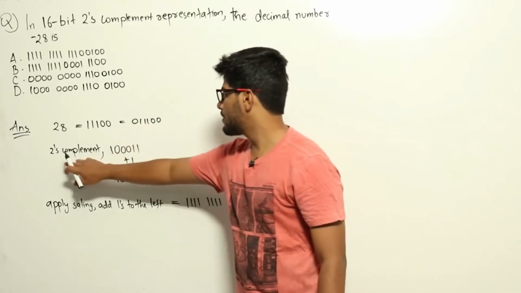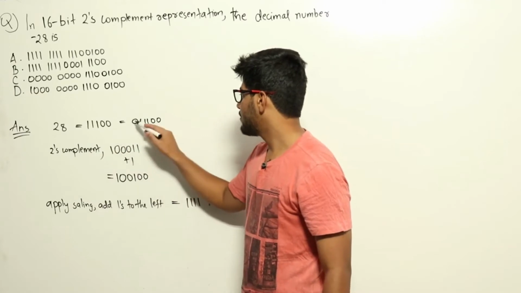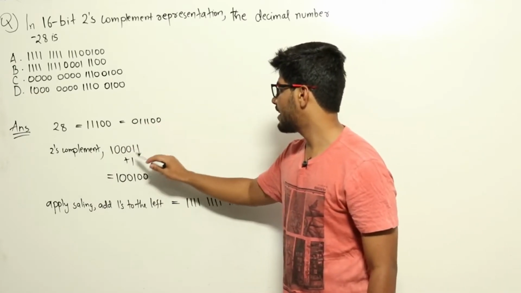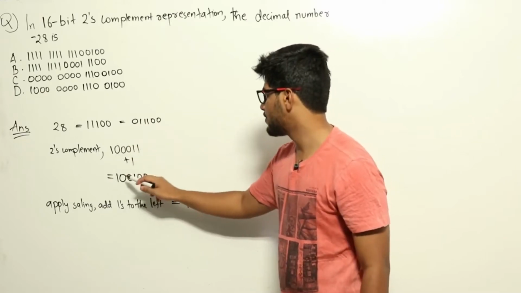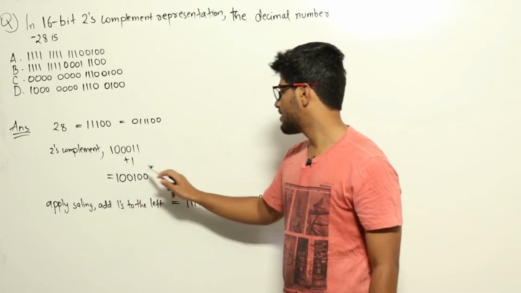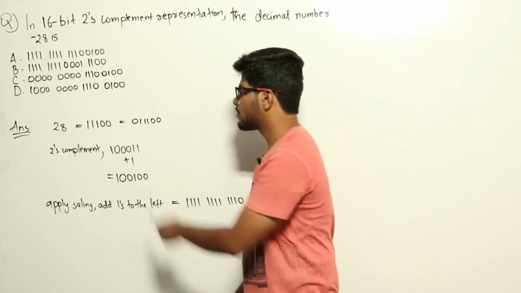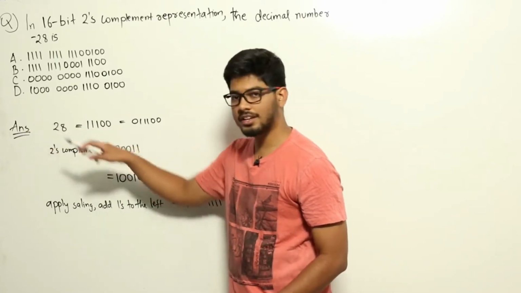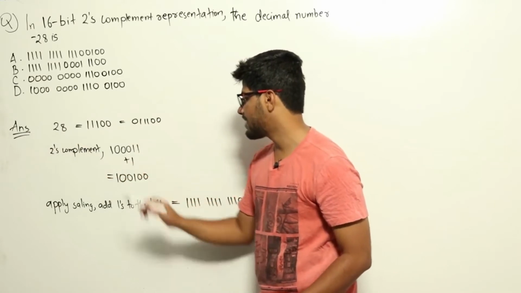Now the 2's complement of this number will be, we take the complement of each of the digits, that is 100011, and then we add 1 to it, that's equal to 100100. Now this is the 2's complement representation of minus 28. We started from 28 and then got the 2's complement representation of minus 28.